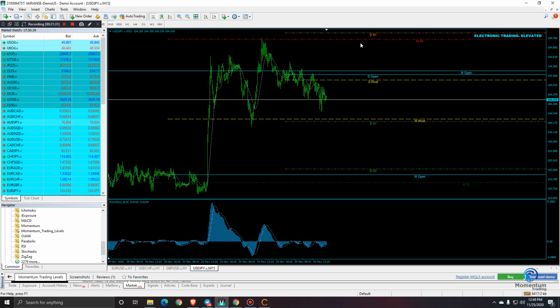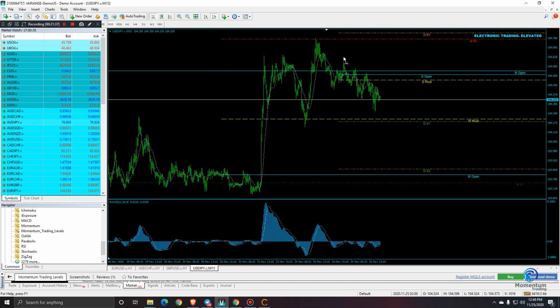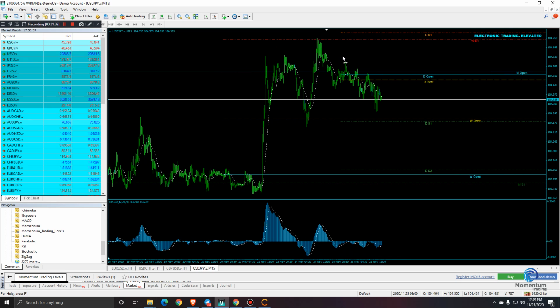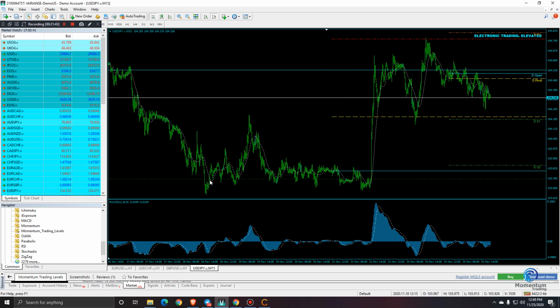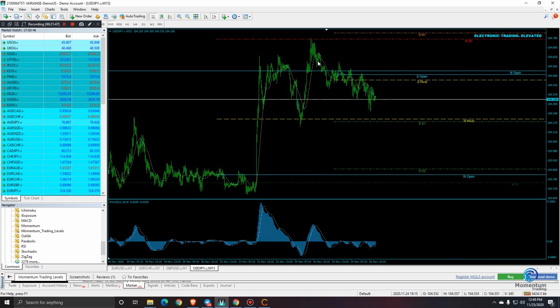Recent supply area was the weekly R1. And supply and demand, it's also called accumulation and distribution. So you can see where they had accumulated buy orders down here, and you can see where they distributed off of the weekly R1.